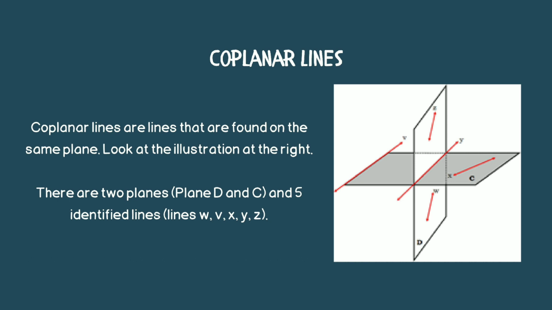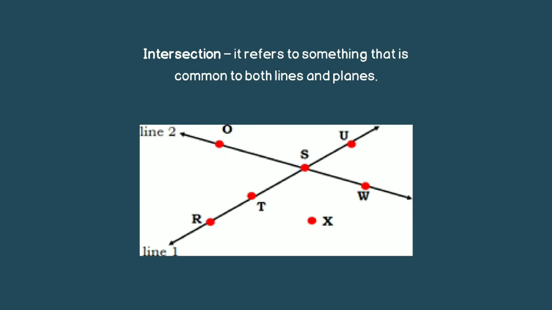There is also a term called intersection. When you say intersection, it refers to something that is common to both lines and planes, or it is where the lines and planes meet. On the illustration, what is the intersection of line 1 and 2? The intersection of line 1 and 2 is point S, since it can be found in line 1 and 2.